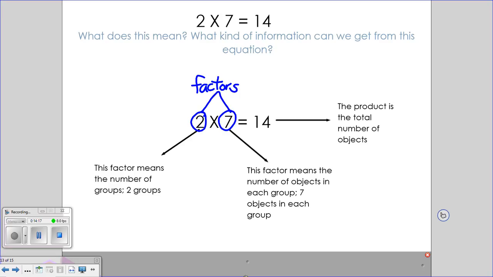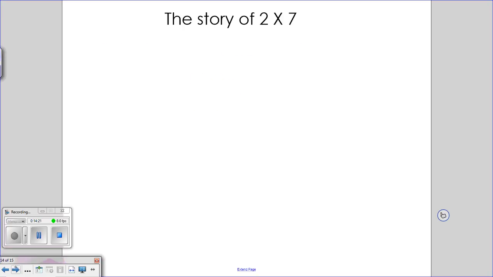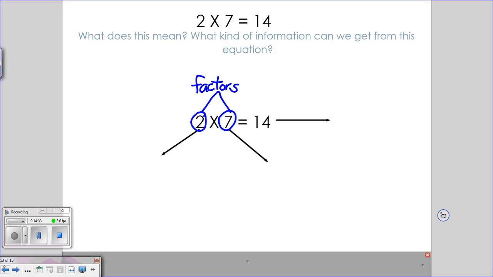Alright, when we come back, I just want to show you what we're getting ready to do. When we come back, we're going to take that same equation, 2 times 7, and we're going to create a story for it. I'm going to switch back. I just want you to know what we're doing next. Okay?